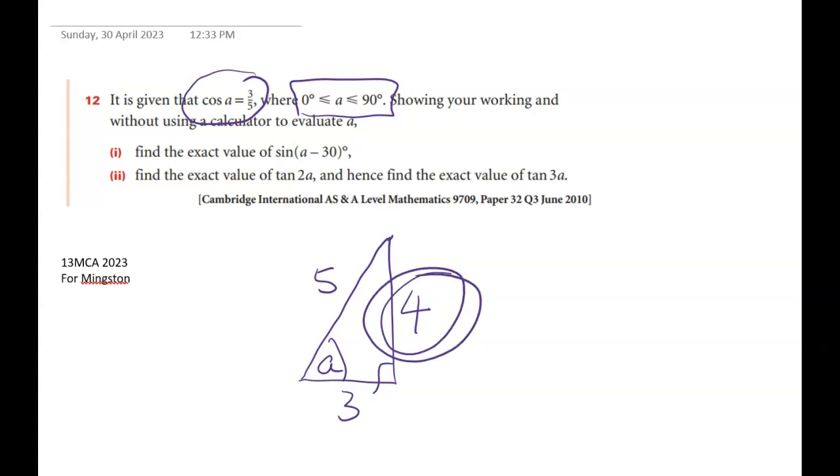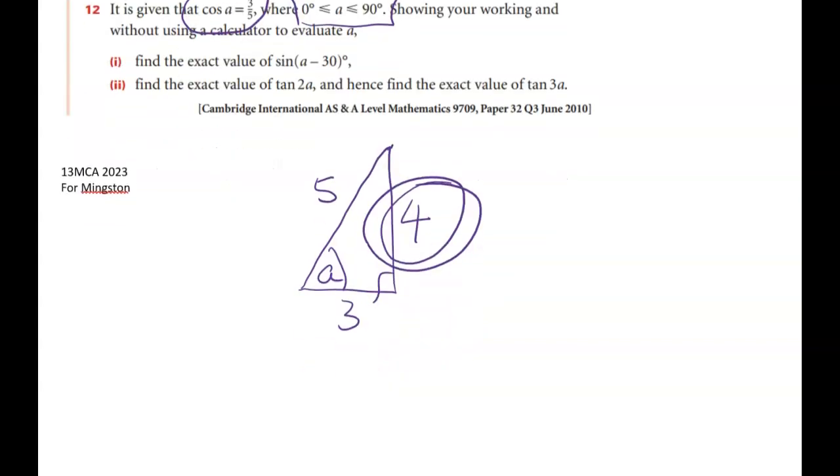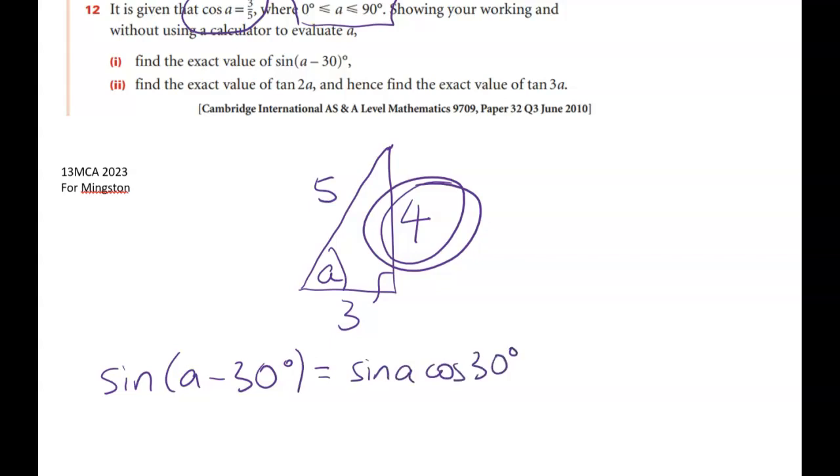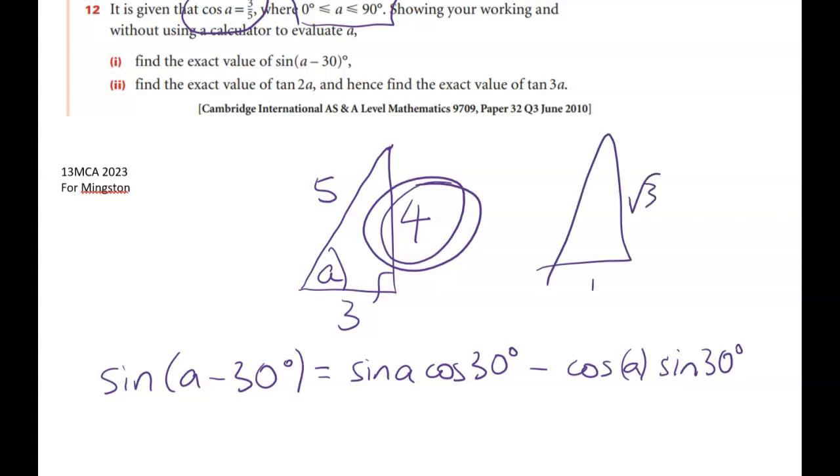That means that we know sine, cos and tan of angle A. So to find the exact value of sine of A minus 30, we'll use our compound angles. Sine of A minus 30 degrees is sine A cos of 30 degrees minus cos A sine of 30 degrees. And we'll just whack in our special triangle there with those values on it. It's a terrible special triangle, but hey.